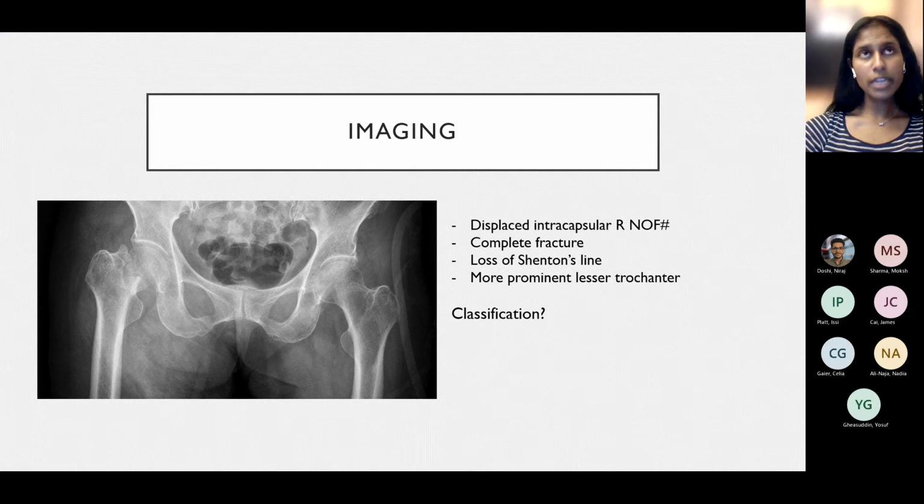Also, if you think about the fact that the leg is shorter and externally rotated, then the lesser trochanter on that right side is more prominent, and that's because of that external rotation. Those are all features that point towards this displaced intracapsular right neck of femur fracture. So do imprint this image into your mind and remember what features you're looking for to differentiate those.